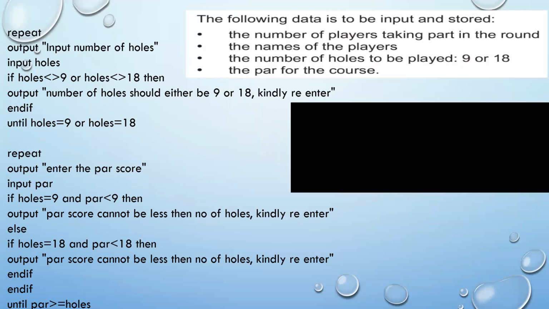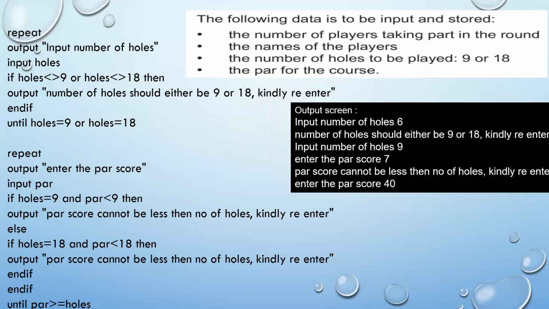Now this is how the output screen would look. Input number of holes is the first message. Say I enter 6, which is an invalid input. So number of holes should either be 9 or 18. Kindly re-enter. Again, when I am asked to re-enter, this time I enter a valid information, say 9.